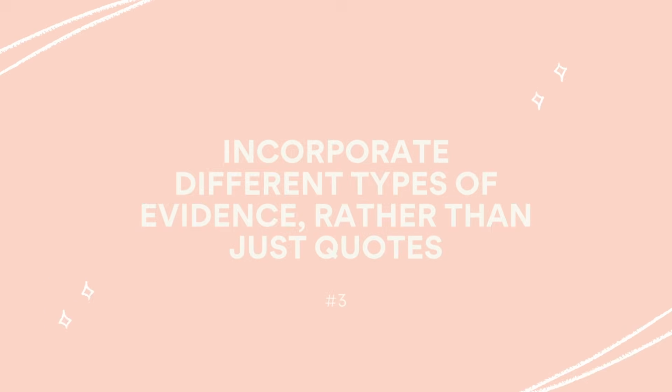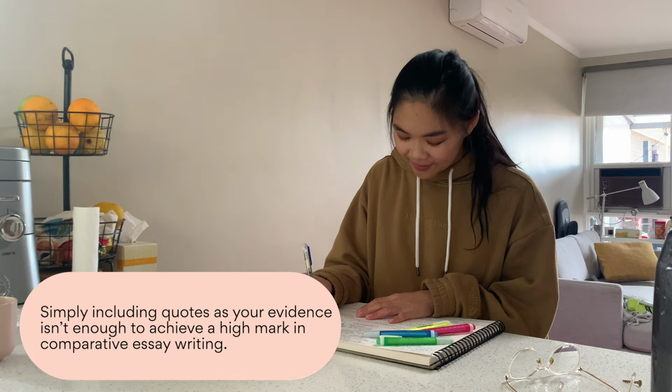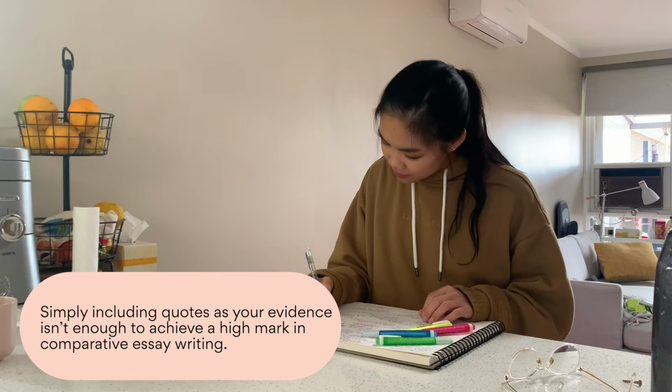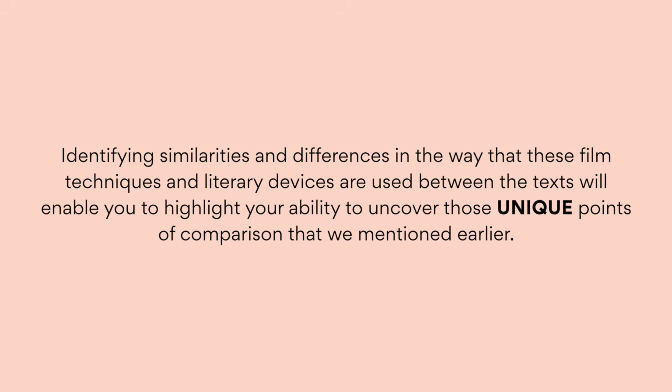Next is to incorporate different types of evidence rather than just quotes. What all A+ students know is that simply including quotes as your evidence isn't enough to achieve a high mark in comparative essay writing. By identifying film techniques and literary devices such as symbols within the text, you'll be able to not only showcase the depth of your text knowledge, but also add another layer of meaning to your essay. What's more, identifying similarities and differences in the way that these film techniques and literary devices are used between the texts will enable you to highlight your ability to uncover those unique points of comparison that we mentioned earlier.